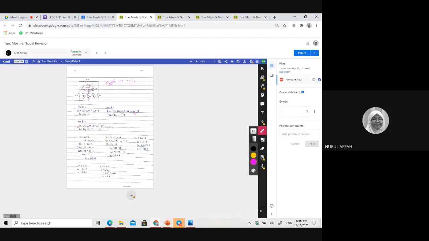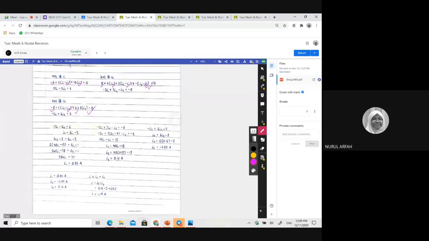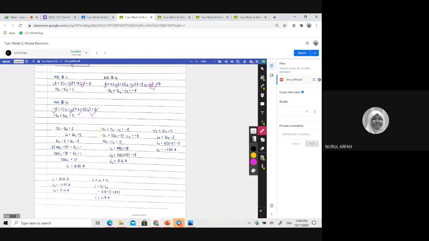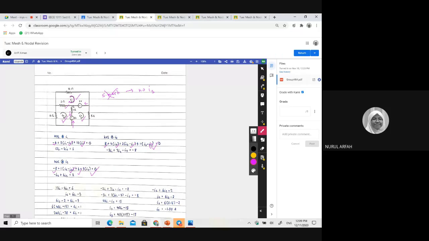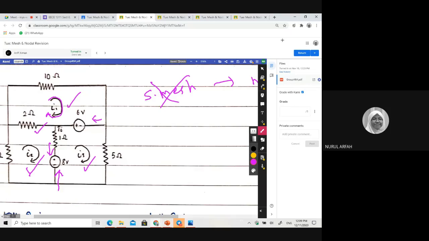1.188. Why is it wrong? All values here correct. And 2, 5, 8. Okay, everything else correct. But the final answer is 1.188. Okay, find I, right? This is I, right, brother? Is this right? Wait a moment, I can't see.